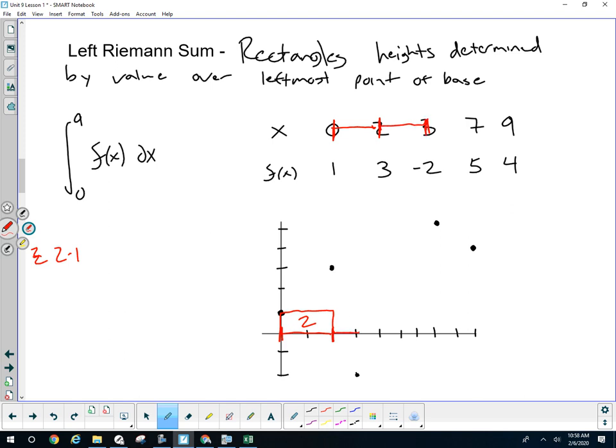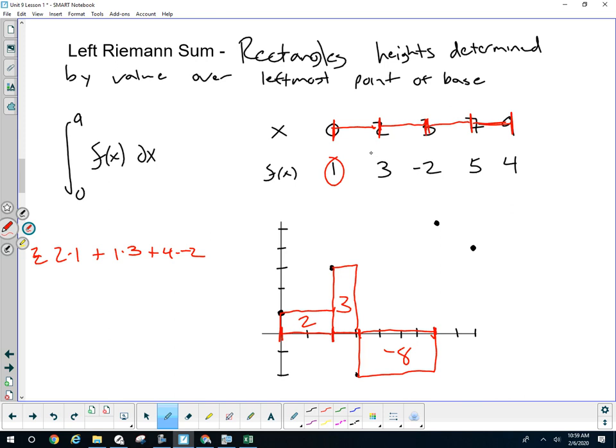2 to 3, I'm going to use a height of 3. So that's 3. Base length of 1, height of 3. The next one from 3 to 7, I'm going to use the height of negative 2. So from 3 all to 7, I'm going to use the height all the way over to the left. This is a base length of 4, a height of negative 2. This is negative 8. And then from 7 to 9, I'm going to use the height of 5.